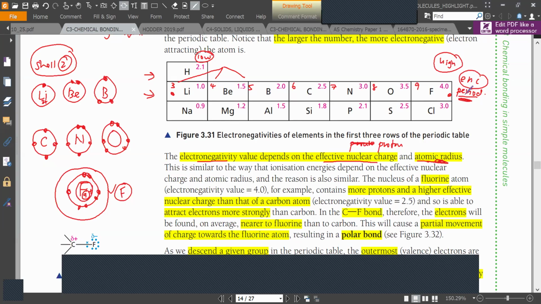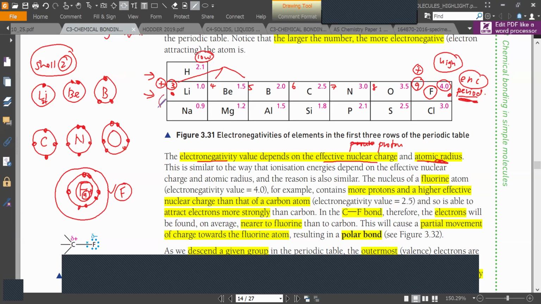So we are saying that in this period, fluorine has the highest electronegativity. Why? Because it has the highest effective nuclear charge. Why? Because it has 9 protons, 9 positive charges to pull on the electron. This one only has 3 positive charges to pull on the electron. So we need to understand the trend. Why like that?